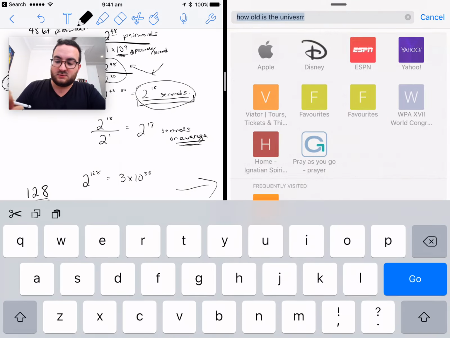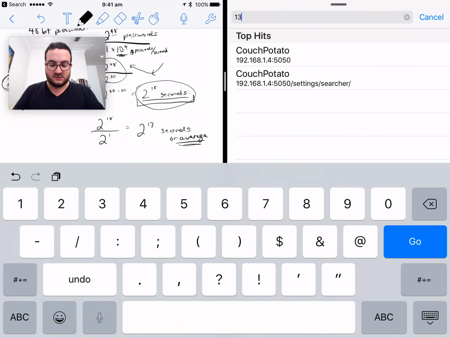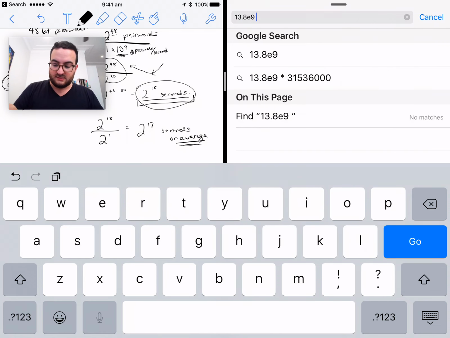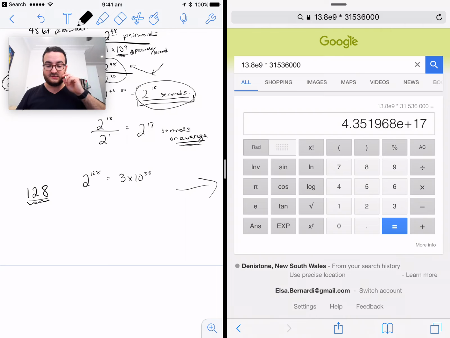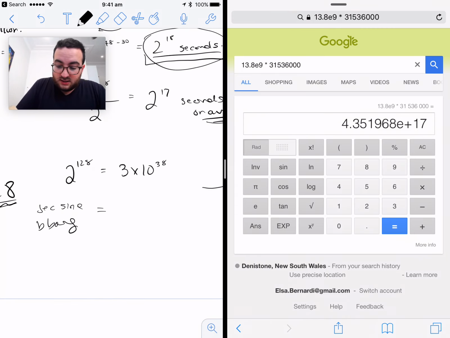13.8 billion years. So what I'm going to do is multiply those numbers to find out how many seconds there have been since the beginning of the universe. So 13.8 e to the 9 gives me 13.8 billion years. I'm just going to go times the number of seconds in a year. Let's figure out how many seconds there are since the beginning of the universe. So there we go. The number of seconds since the Big Bang is 4.3 times 10 to the 17.